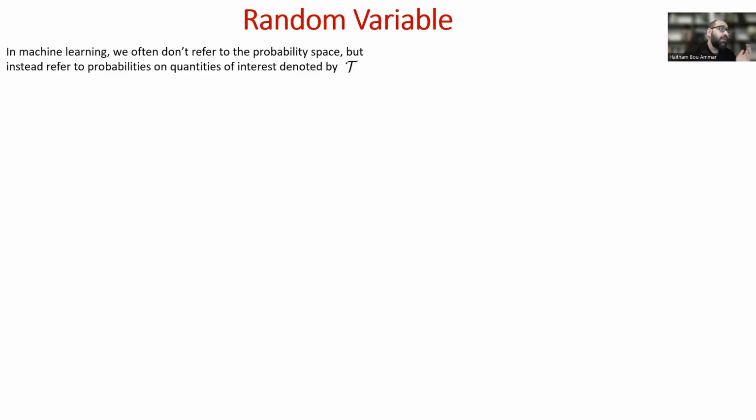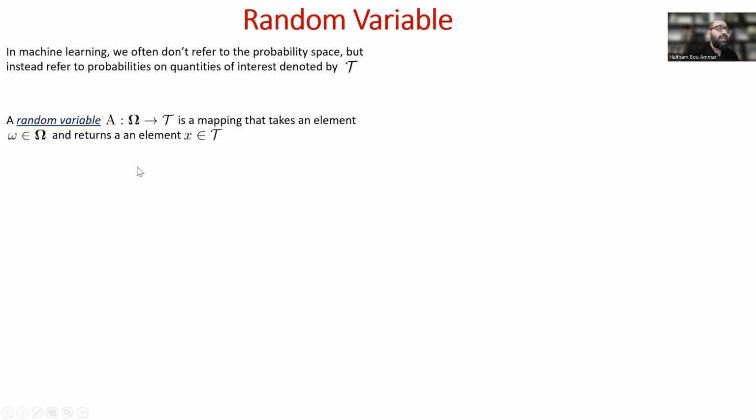So in random variables, what we are really interested in is a mapping. A random variable A is a mapping from omega to the set T. The set T is a set of quantities we are interested in. And that mapping takes an element from omega, and then it returns an element in T.